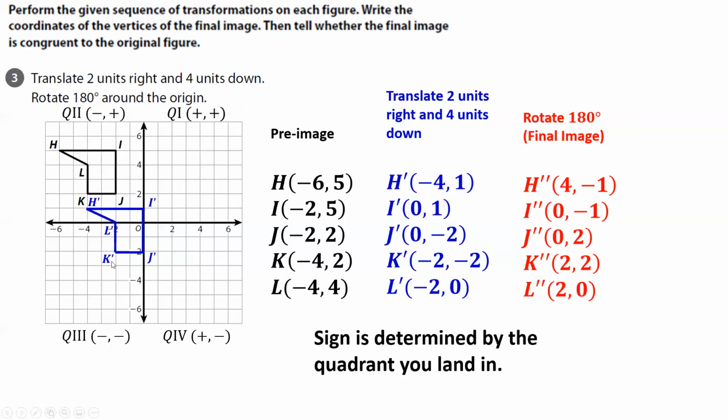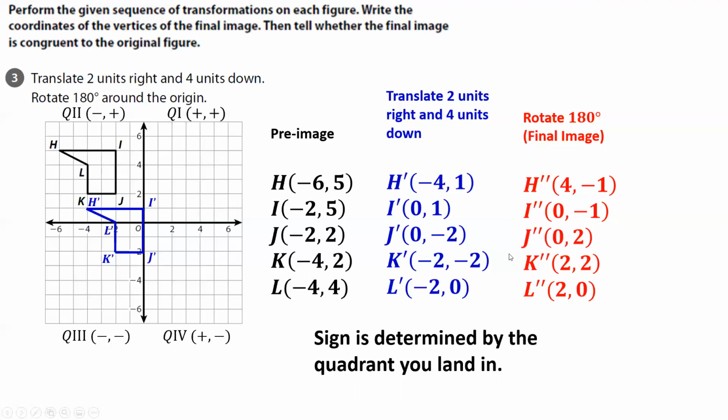K prime lives in quadrant 3. When we rotate it 180 degrees, it's going to land in quadrant 1. And in quadrant 1, our signs are positive, positive. So we get 2, 2. And then L prime lives on the negative x-axis. So when you rotate it 180, it'll land on the positive x-axis. It'll land at 2, 0.